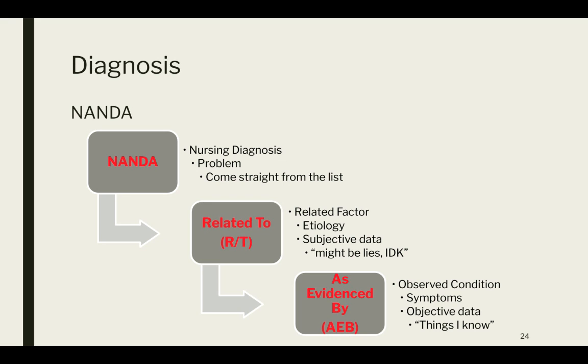So we are going to build a NANDA diagnosis for our Flat John that we've been looking at. Remember, we have to have a couple of pieces. We need to have our nursing diagnosis. This is going to be our problem, and it comes straight from the list, straight out of the textbook. And then we have our related factor. This is our subjective data. It is related; it isn't necessarily evidence, it's related to the NANDA.